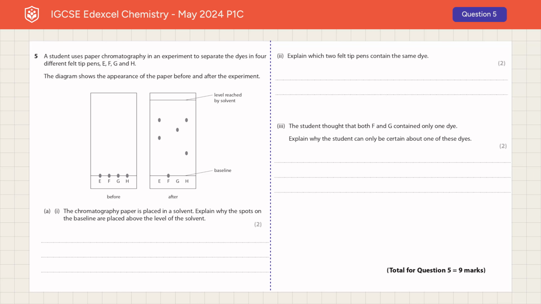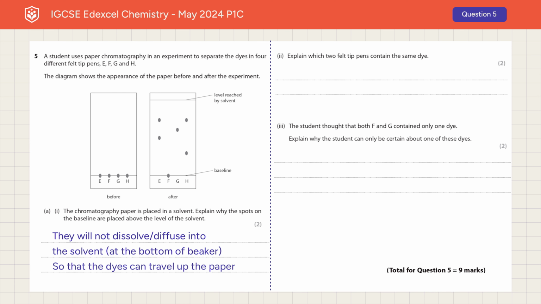For question 5, let's look at 2 key practical techniques, chromatography and flame tests. This question tests if you really understand the why behind chromatography. First, look at the diagram. The key rule is that the initial spots of ink must be placed on the baseline above the level of the solvent in the beaker. Why? 2 reasons. If the spots were submerged, the dyes would simply dissolve and diffuse into the large volume of solvent in the tank, ruining the separation. Placing them above ensures the solvent moves up the paper, picking up and carrying the dyes with it at different rates.